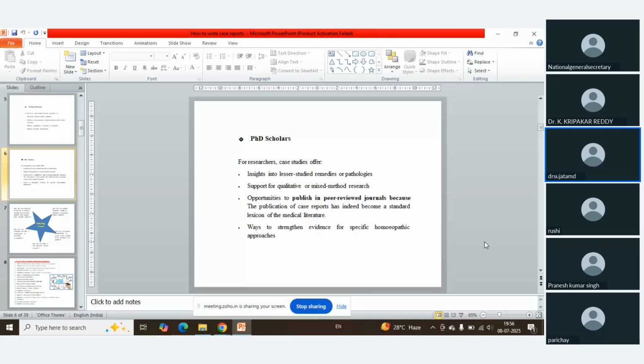There are opportunities to publish in peer-reviewed journals, because the publication of case reports has indeed become a standard lexicon of the medical literature. It is also a way to strengthen evidence for specific homeopathic approaches. So at different levels, we can strengthen our writing ability. And case studies are also a valuable contribution to the academic literature surrounding topics, and are an especially useful way to continue to hand on traditional knowledge that would otherwise have been orally conveyed.